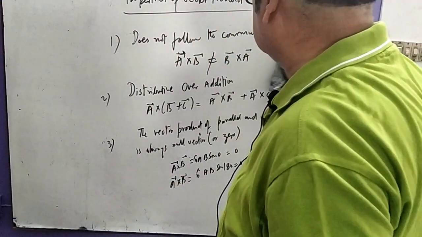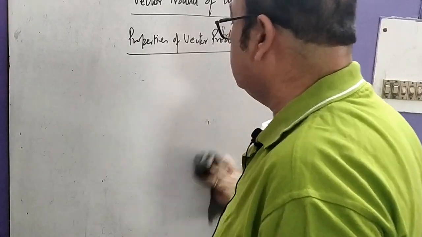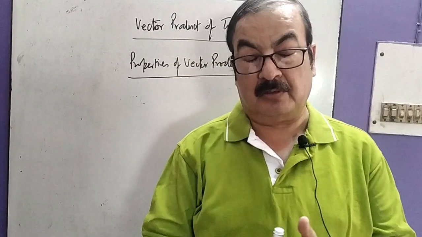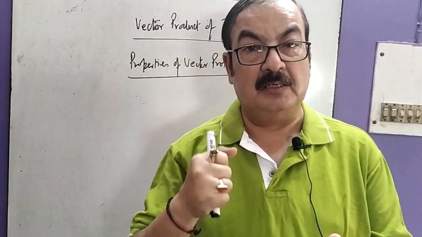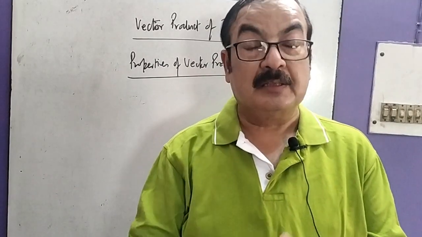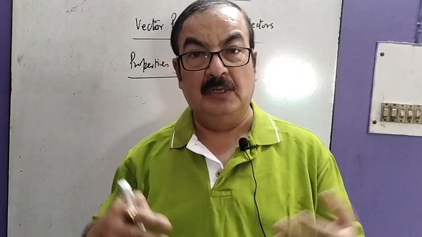These are some points. Let us take some other points. These were the first 3 points. What is the fourth point? Fourth point is that the maximum value of the vector product of two vectors must be equal to AB. What we mean to say is that the maximum value of the magnitude of the vector product will always be given when the angle between them is 90 degrees.